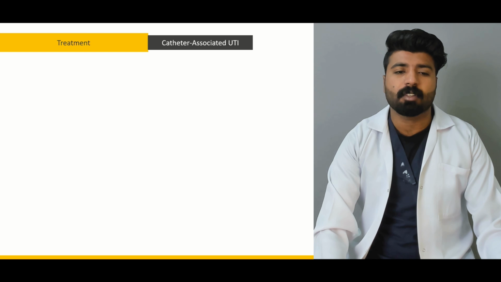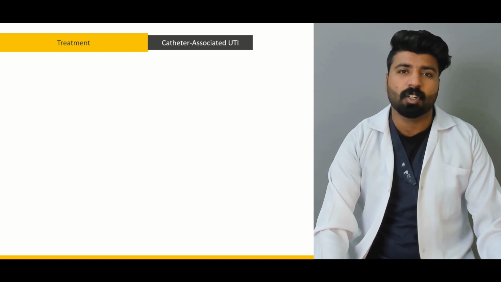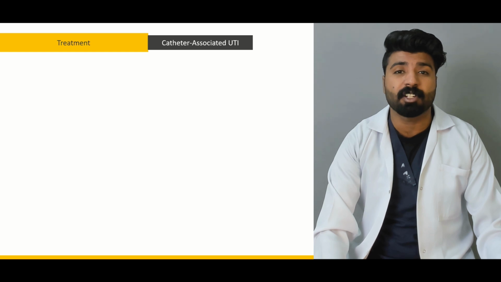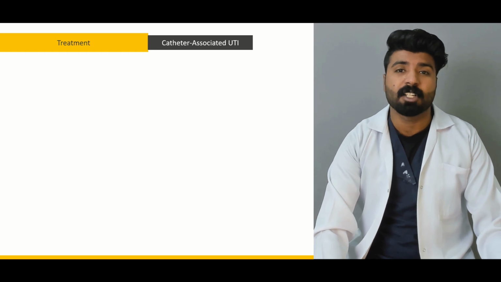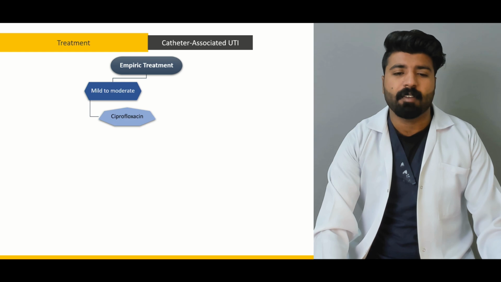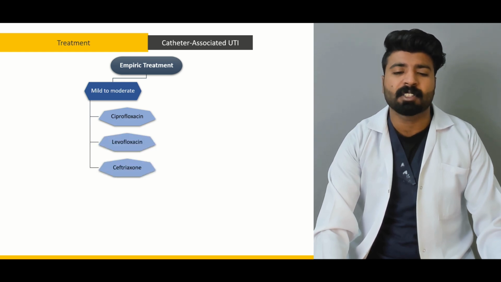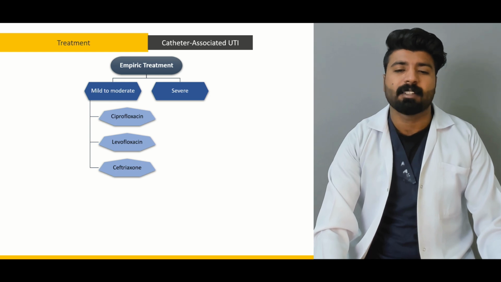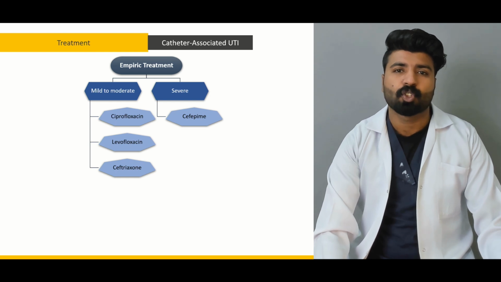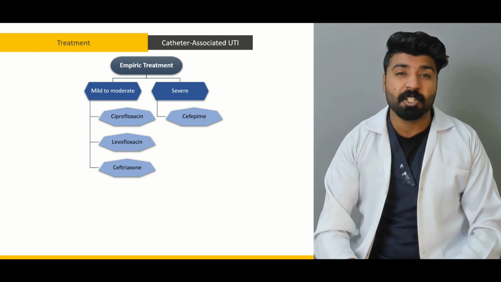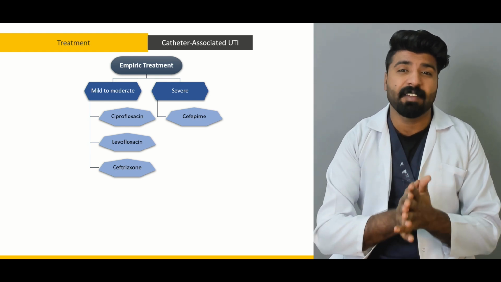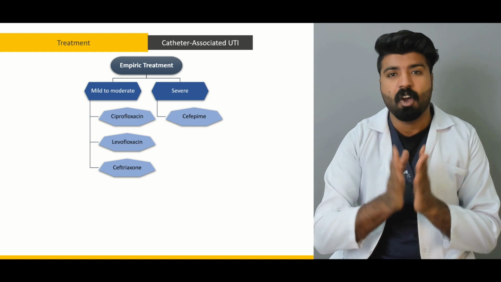Next on, we have treatment of catheter-associated UTIs. We just talked about how patients who have a catheter inserted have a much bigger chance of getting UTIs. So what's the treatment? It's empirical treatment. For mild to moderate cases, it involves ciprofloxacin, levofloxacin, and ceftriaxone. On the other hand, in severe infection, we go for cefepime. So even catheterized patients have to be classified as having UTI on a mild to moderate basis or on a severe basis.